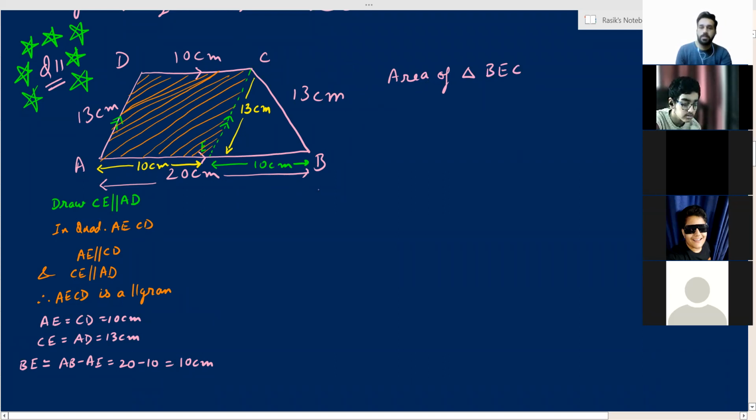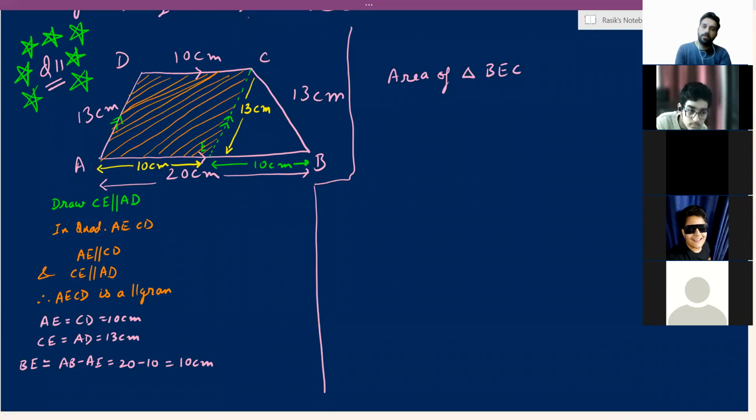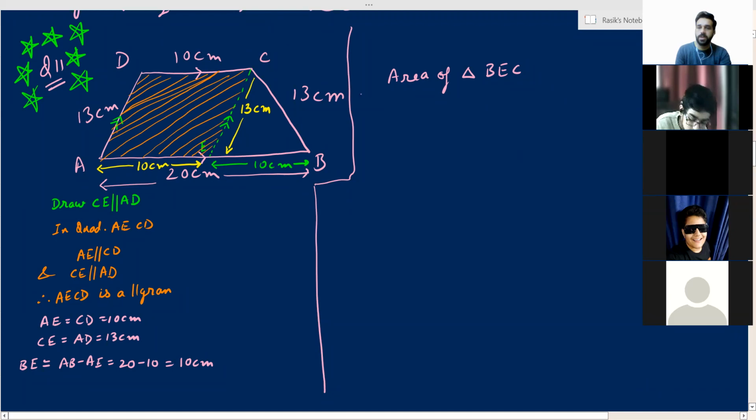Heron's formula. We can find the area of triangle BEC by using Heron's formula. Absolutely right. Because we know all the three sides of the triangle, we don't know the height of the triangle. The height is not given. But now we know all the three sides, so we can find the area using Heron's formula. First we will find the semi-perimeter. Semi-perimeter is the sum of all sides divided by 2.